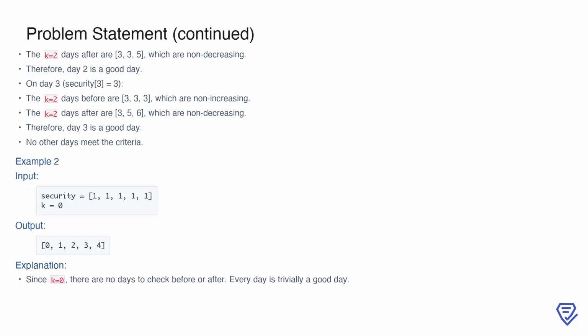Similarly, for day 3, the k equals 2 days before it are 3, 3, 3, which are non-increasing, and the k equals 2 days after it are 3, 5, 6, which are non-decreasing. This means day 3 also qualifies as a good day. No other days in this example meet the criteria. In another example, if security equals [1, 1, 1, 1, 1], and k equals 0, every day is automatically a good day because no checks are needed before or after each day. Thus, the output in this case would include all the indices 0, 1, 2, 3, 4.